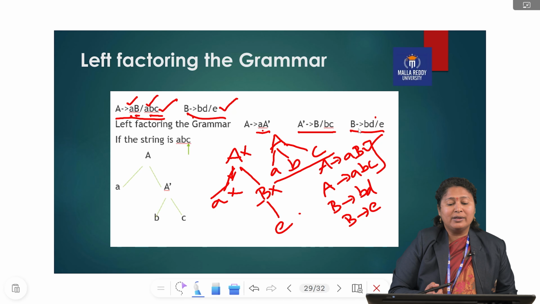Why are we left factoring the grammar? We are left factoring the grammar in order to avoid confusion for the system in choosing which production to take, if both productions are starting with the same terminal.